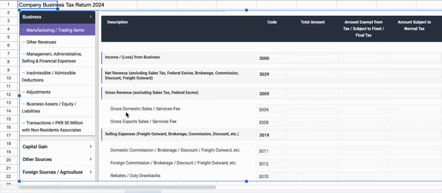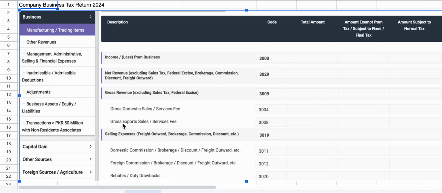The first row that you can put data into is the gross domestic sales or service fees, meaning all the sales that you have made in Pakistan to Pakistani customers who were in Pakistan will come here, and sales tax and federal excise duty will be subtracted from that amount. So you will put only 100 rupees here.